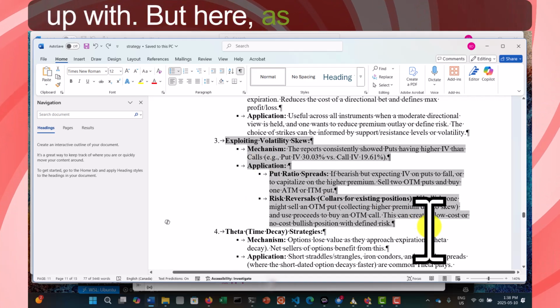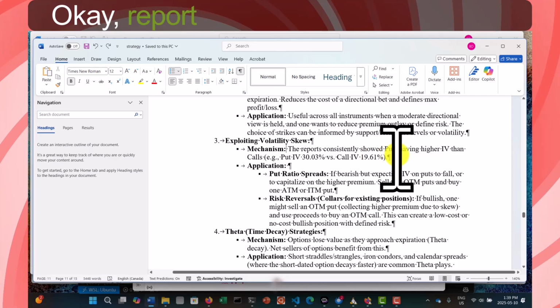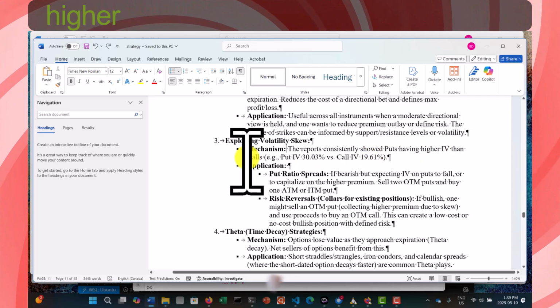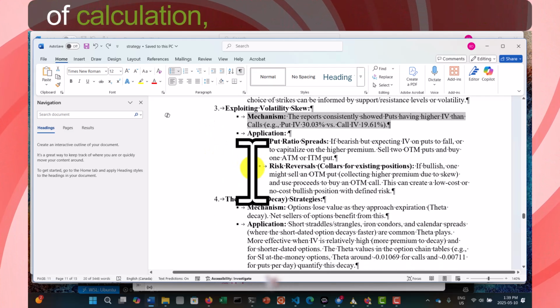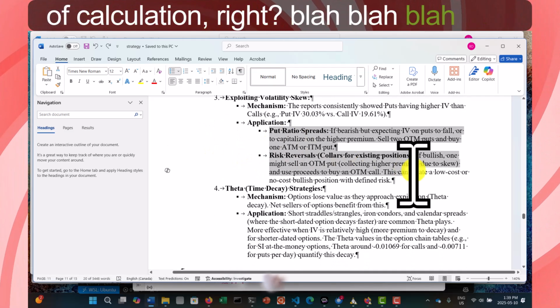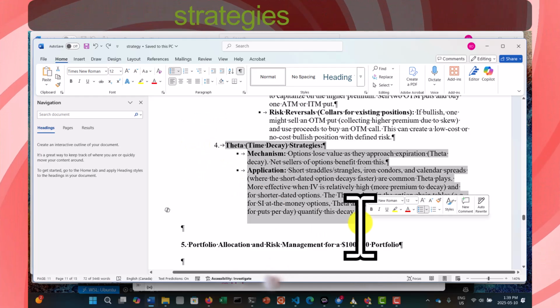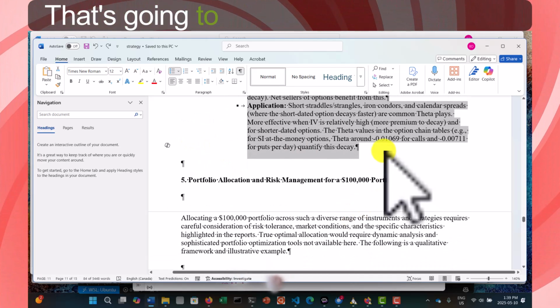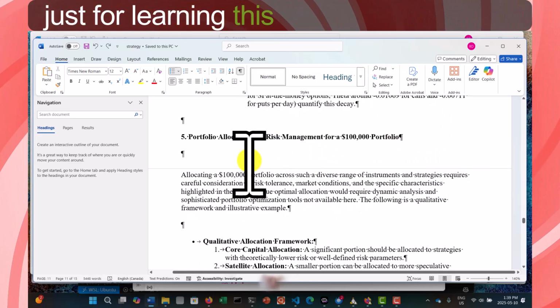But here, as an example, we're going to exploit a volatility skew. Reports consistently show puts have higher IV than calls. So a measurement of calculation, right? Then it's going to also use the time indicator, theta, and those strategies as well. That's going to give you actual numbers of what you should look for. So just for learning, this is powerful.